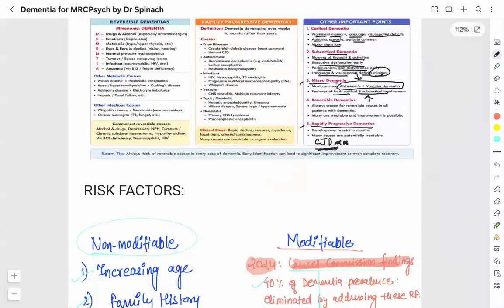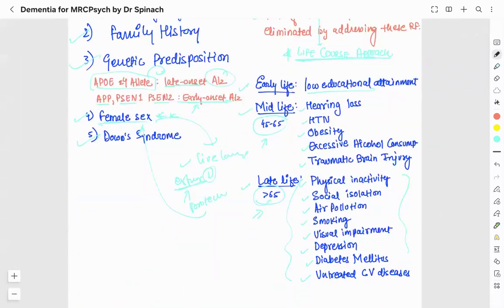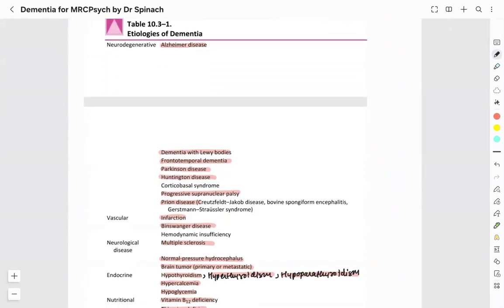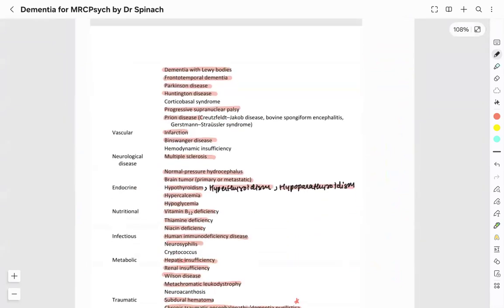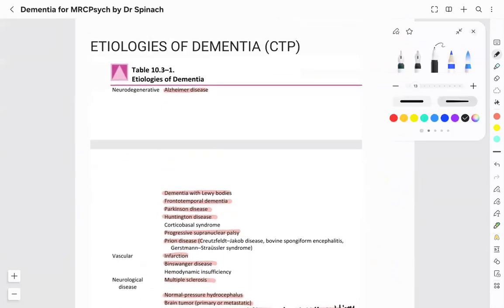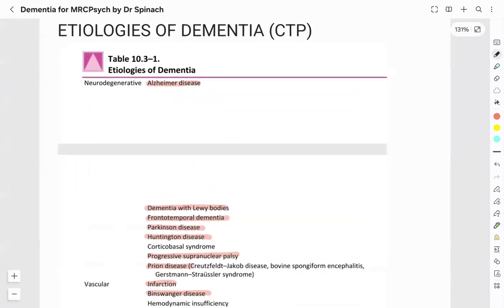Yeah, let's move forward. We discussed the risk factors early on. So we will move forward to the etiologies of dementia, which we have already discussed. So I don't think we need to discuss it again. We'll just look into the headings of these.